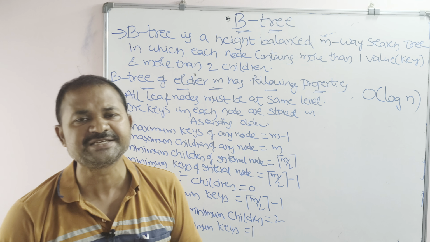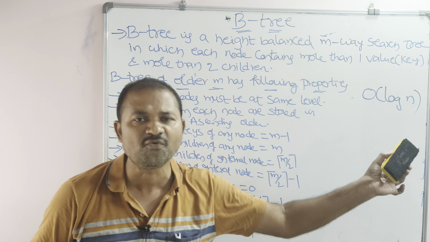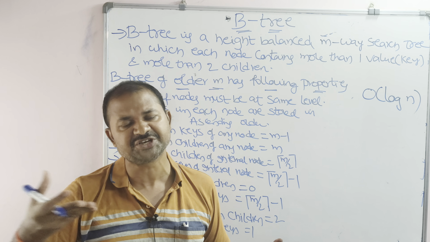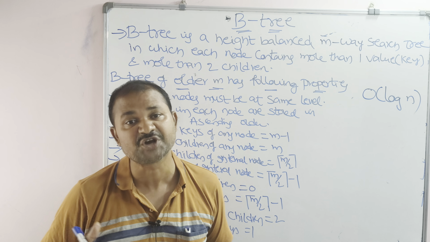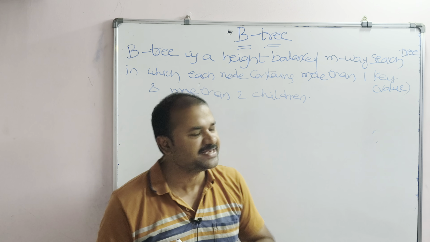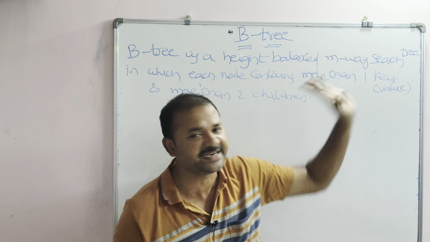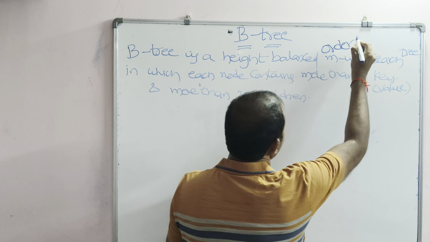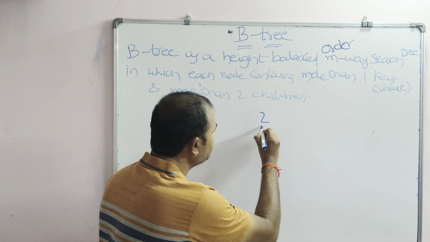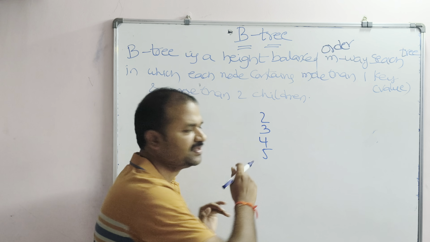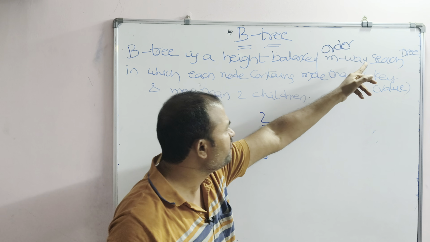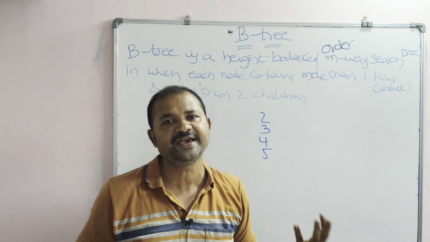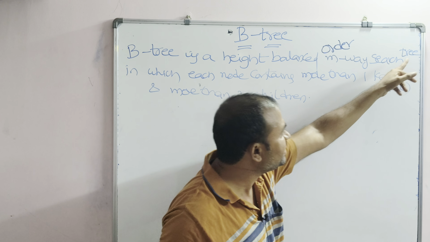The height of a B tree is order of log n. Here the time complexity of the B tree is order of log n for all the operations, such as insert operation, delete operation, and search operation. A B tree is an M-way search tree. Here M represents the order. The order may be 2 or 3 or 4 or 5 etc. So M-way means 2-way, 3-way, 4-way, 5-way etc. It is a search tree.